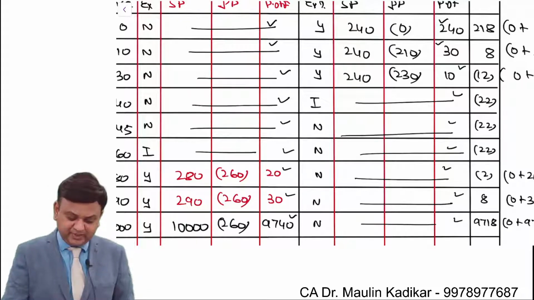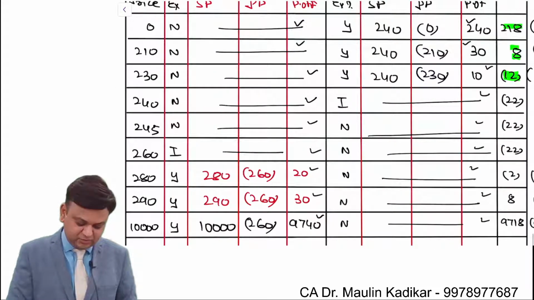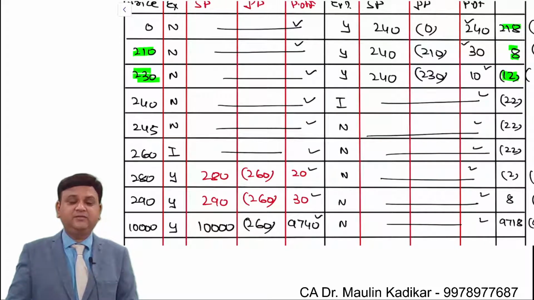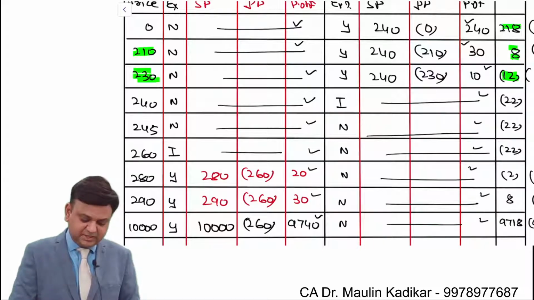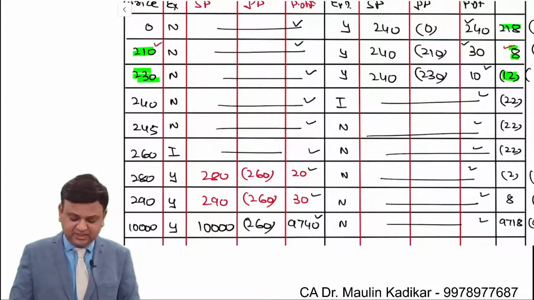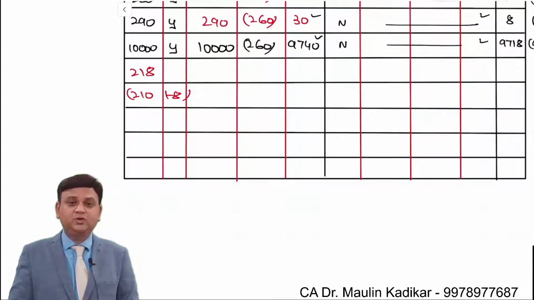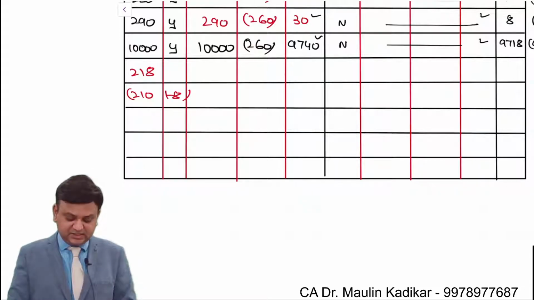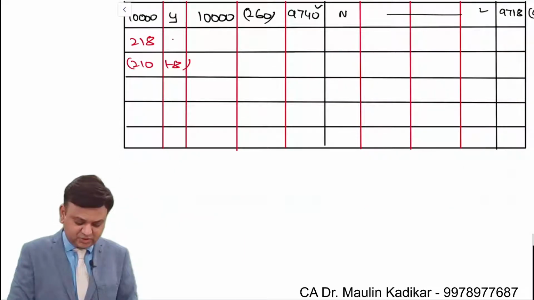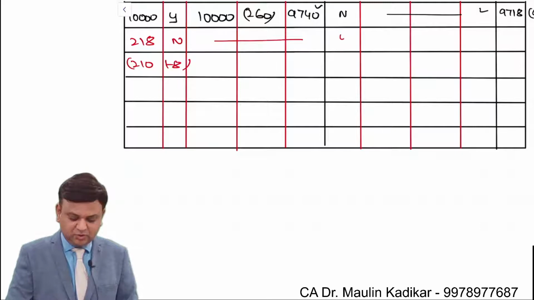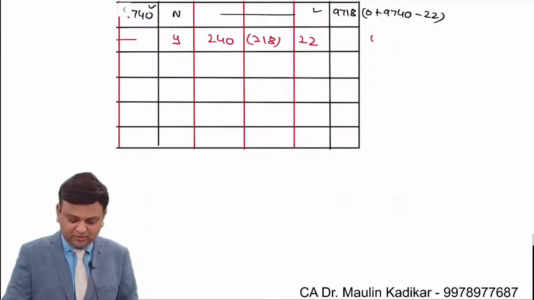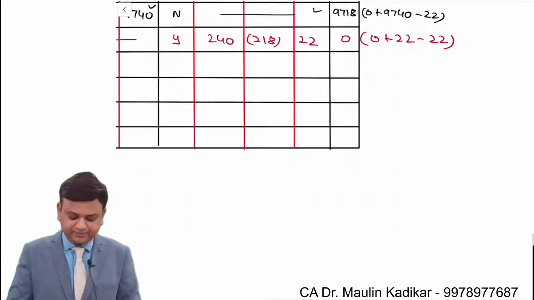Now in respect of the break-even point, we understand there is profit, profit, then it is loss. So the break-even point lies between these two. We take the base of 210, preferably the lower price. 210 plus 8 is 218. Now 218 is not exceeding the exercise price for the call option, so the call option is not exercised. 218 is less than 240, so the put option will be exercised. You purchase the security at 218 to be sold at 240, so 22 rupees is the payoff. So 0 plus 22 minus 22, overall it is 0.